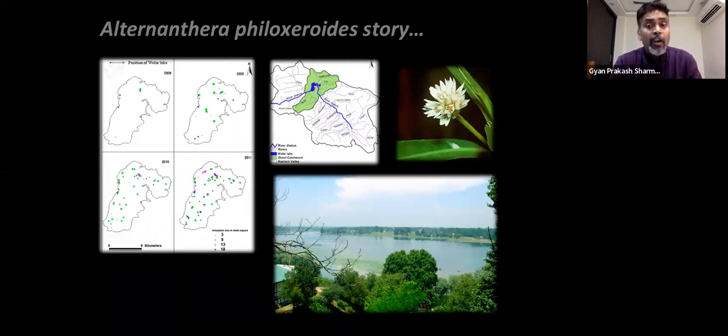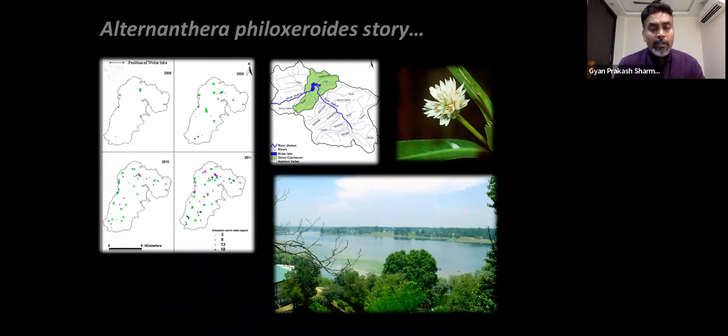Almost more than 35 native species existing in the Wular Lake are actually under threat because of the expanse of this Alternanthera philoxeroides. So what we thought of earlier was how this species is spreading in this particular lake. So we did a 4-year information gathering, and then we started modeling how much time this species will take to cover the entire lake.